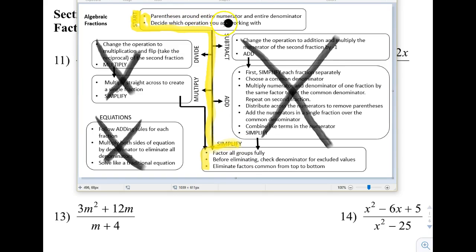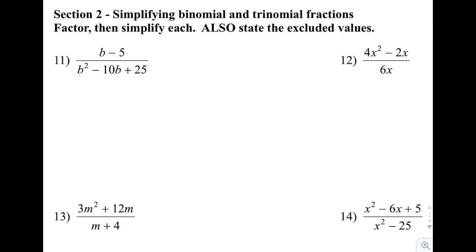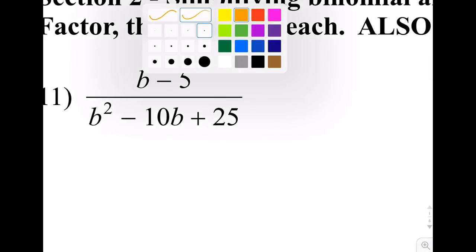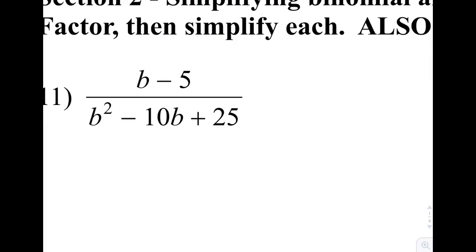Step 1 says parentheses around the entire numerator and the entire denominator, and then decide what operation. The operation is just simplifying. So parentheses around the whole things, and then we're going to drop down here. Let's start with this example first. Parentheses around the entire numerator and entire denominator. Boom, boom.